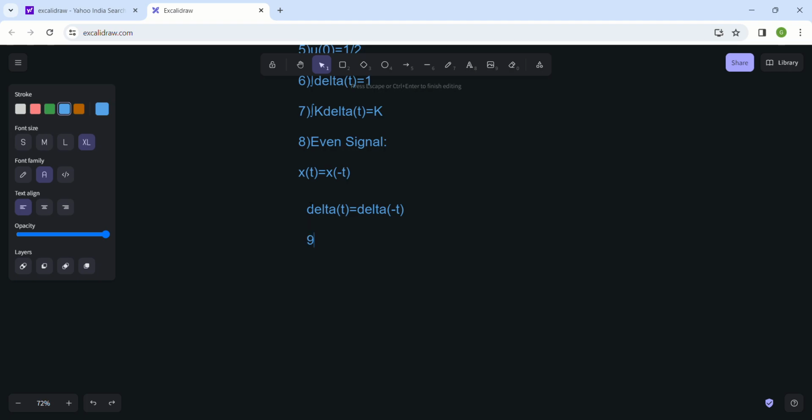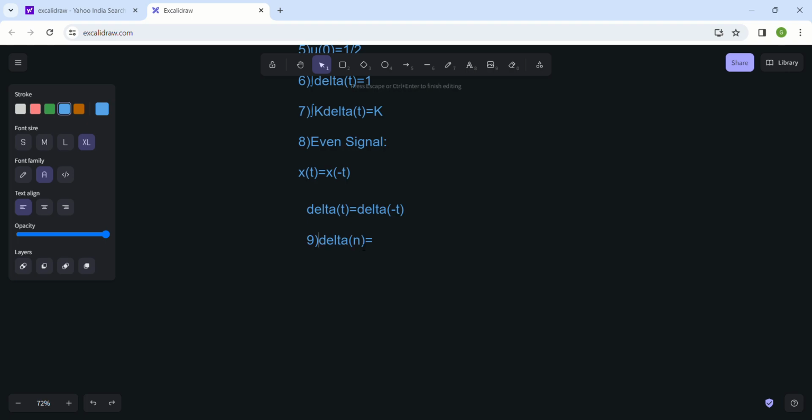Now the ninth property, delta of k t. Now I am time scaling. If a constant is multiplied inside the bracket, it is time scaling. Now if I multiply outside, then it is called amplitude scaling.